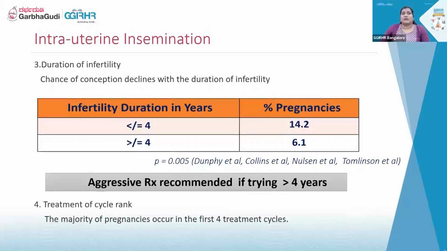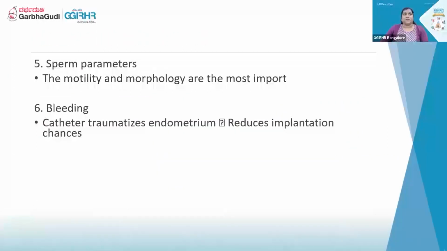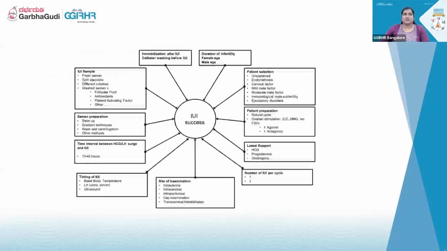Treatment cycle rank. This also we have just discussed. Majority of the pregnancies occur within the first 4 treatment cycles. And after that, whatever IUIs we are doing, the chance of pregnancy is very, very less. Sperm parameters, total motile sperm count and morphology are most important in the result of IUI. Bleeding. If the catheter traumatizes the endometrium, then obviously the implantation rates will decrease.